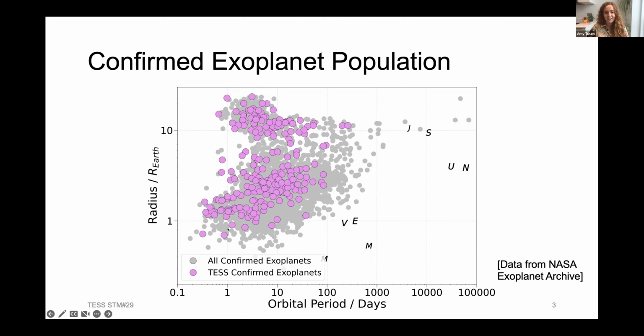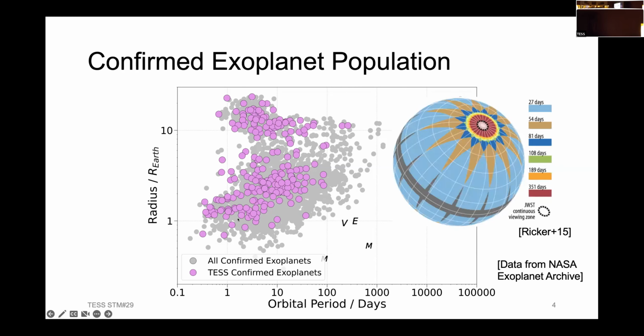So why is this? Well, it's a consequence of the TESS observing strategy. TESS observes the majority of the sky for only 27 days at a time. So this means that it's much more likely to detect shorter period exoplanets.